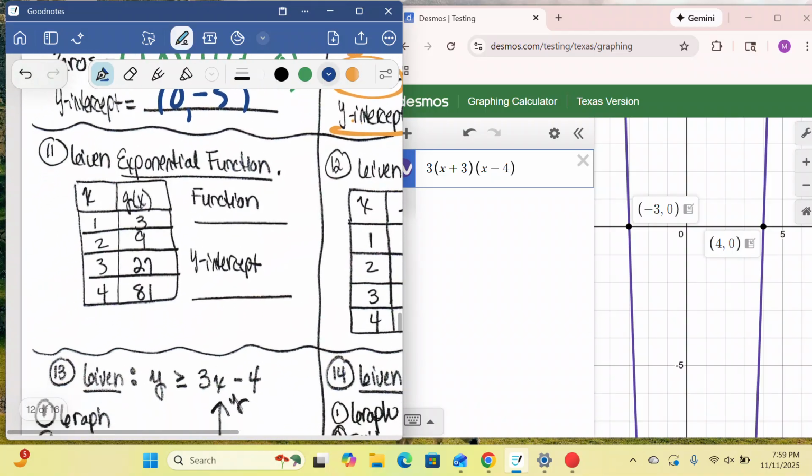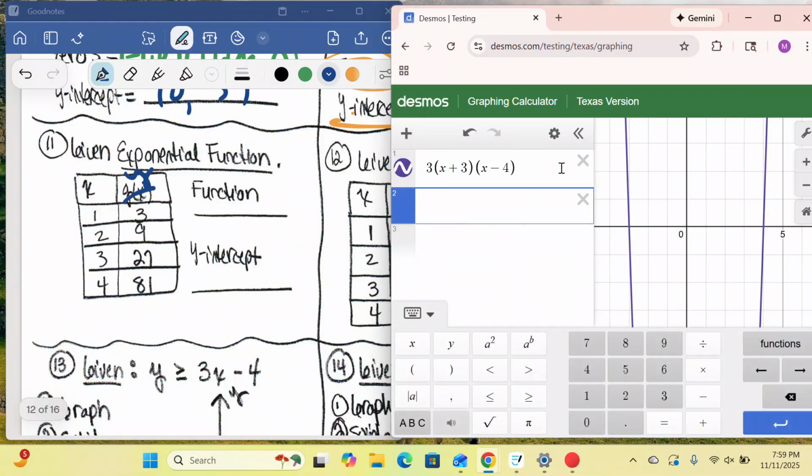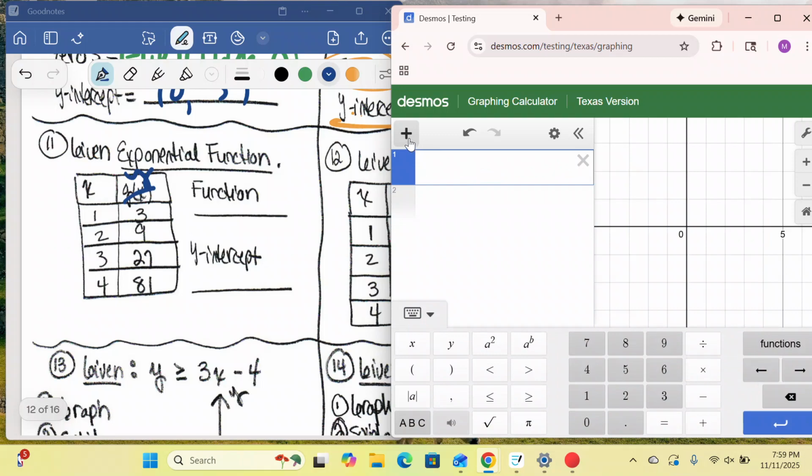If I go to number 11, given the exponential function, I'm given a table. And again, if you look at the x and you look at the g of x, just pretend it's a y. That's all you have to do. So first step, how do I do this in Desmos? So I already got done with this. I'm going to go ahead and delete it. And then I'm going to put a plus sign.